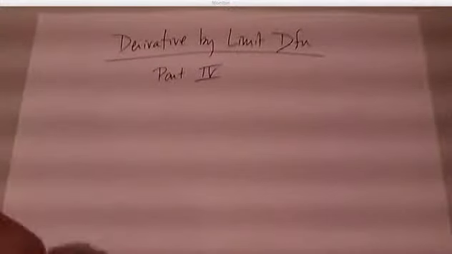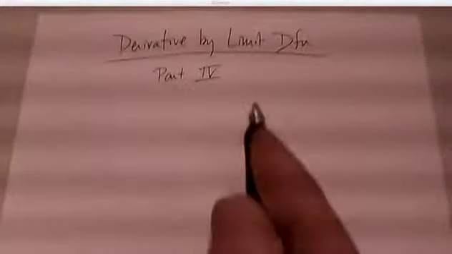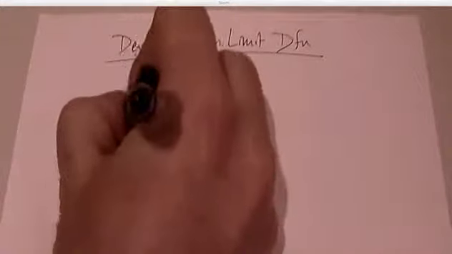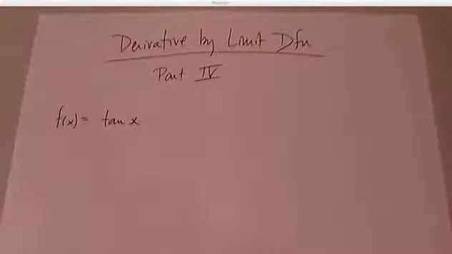Okay, this is the fourth and hopefully the last one on the limit definition of a derivative, or as I've put it, derivative by limit definition, whatever you want to call it. As promised, we're going to go through a couple of nasty examples, and then at the end we're going to talk about the alternate definition of the derivative. Now, let's go ahead and just jump right in with tangent x.